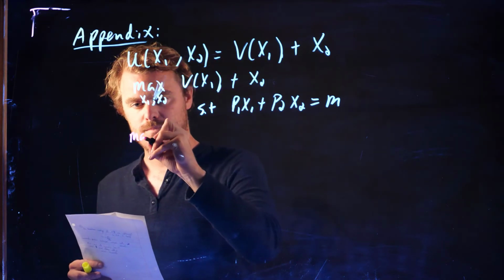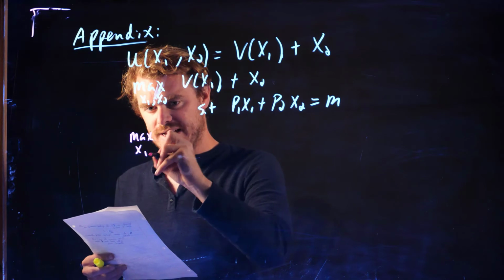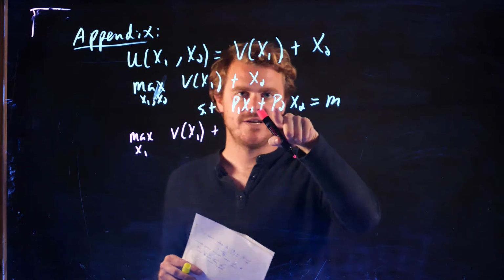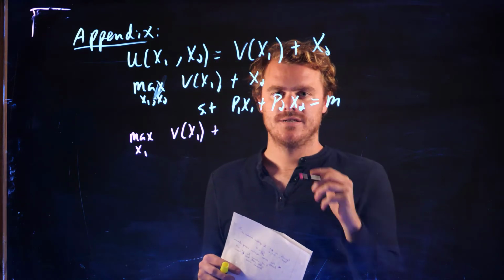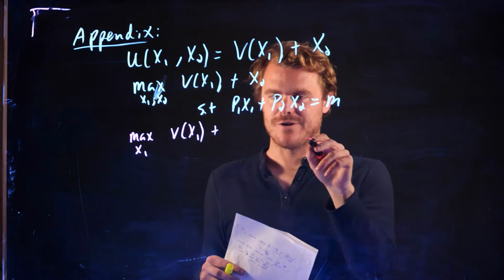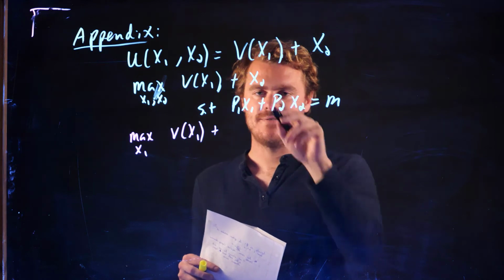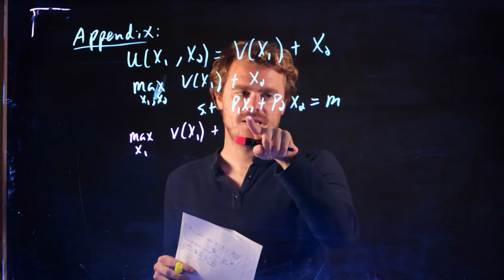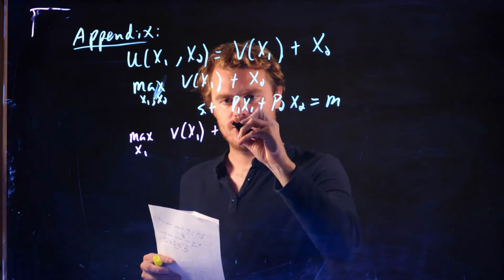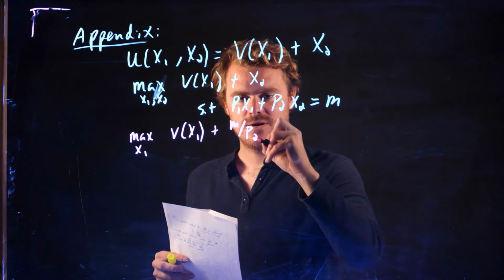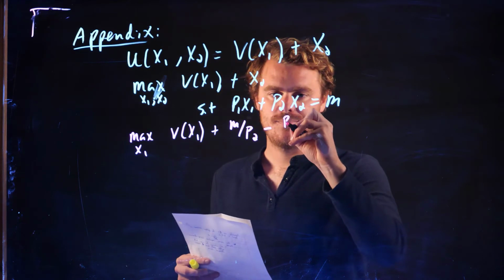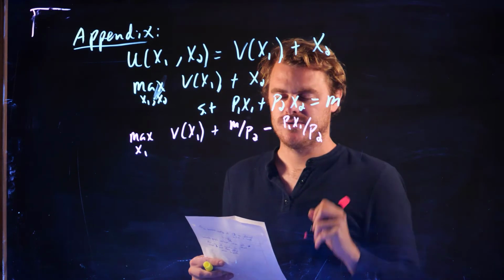So max, we're choosing x1, v(x1) plus, and now I'm just rearranging this budget constraint to get x2 equals something, which is what I'm going to write in here, and just plug it in for that. So m minus p1 x1, and then everything over p2, is essentially what the math is there. So m divided by p2 minus p1 x1 over p2.